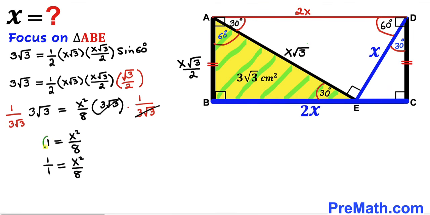And now 1 could be written as 1 divided by 1. And we are going to cross multiply. So therefore, if we cross multiply, we are going to get x square is going to be equal to 8. And I'm going to undo this square by taking a square root on both sides. So therefore, our x value turns out to be 2 times square root of 2 centimeter.